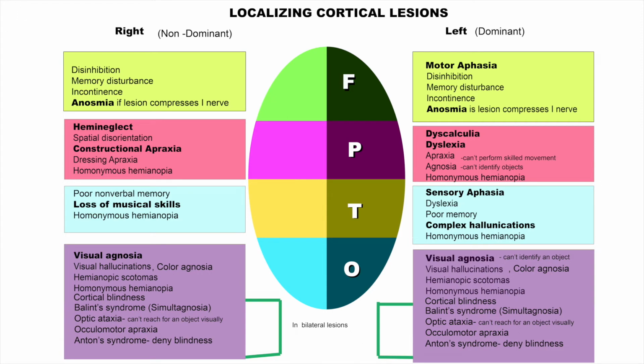Balint syndrome, which is simultagnosia. He's unable to identify two objects simultaneously. Optic ataxia, which is he cannot reach for an object visually. Oculomotor apraxia, and Anton syndrome, which is he denies that he has cortical blindness.